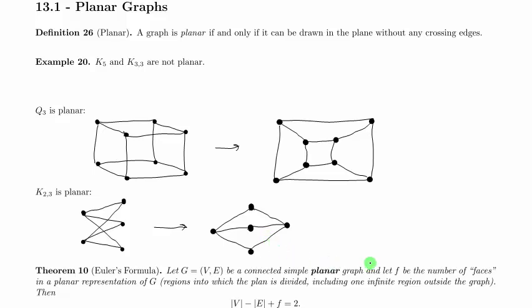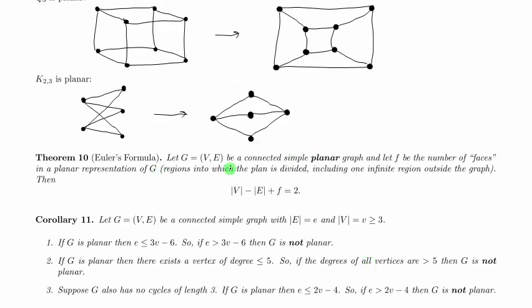So our theorem, Euler's theorem, relates planar graphs to these regions that we have in the plane. If we have a connected, simple planar graph, so connected, all one piece, simple, meaning that we don't have any multiple edges and we don't have any loops, planar, we can draw it without those crossing edges, and F, the number of faces in a planar representation of G.